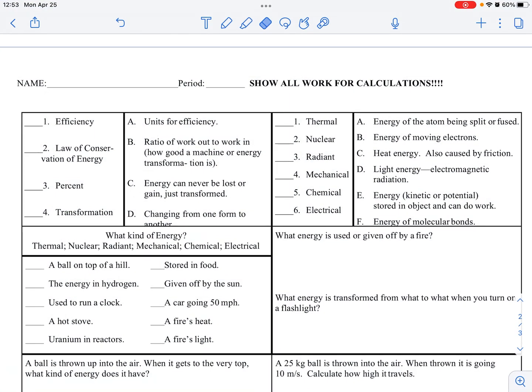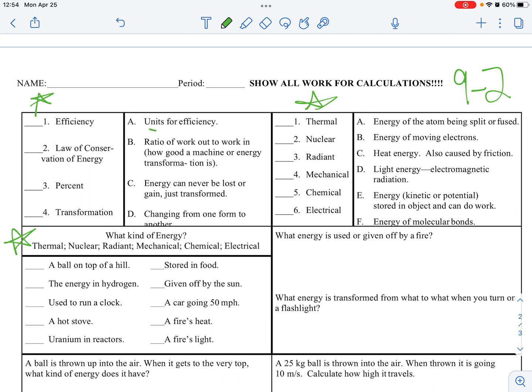Okay, yeah, same. So now I'm ready to solve some problems on worksheet 9-2. First we have a matching, another matching, a fill in the blank kind of thing, then we'll start with problems. So our first four that we're going to work on have as the terms efficiency, law of conservation of energy, percent, and transformation. So let's get started on this.